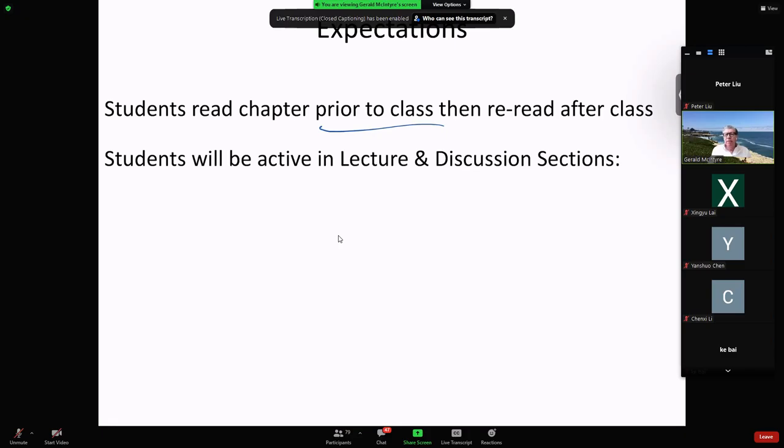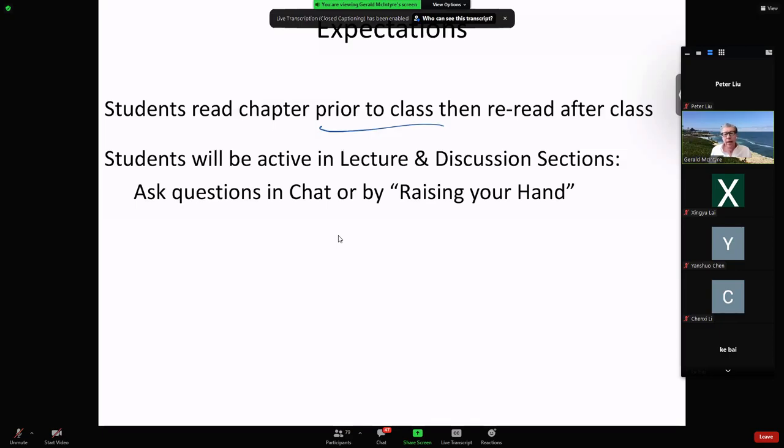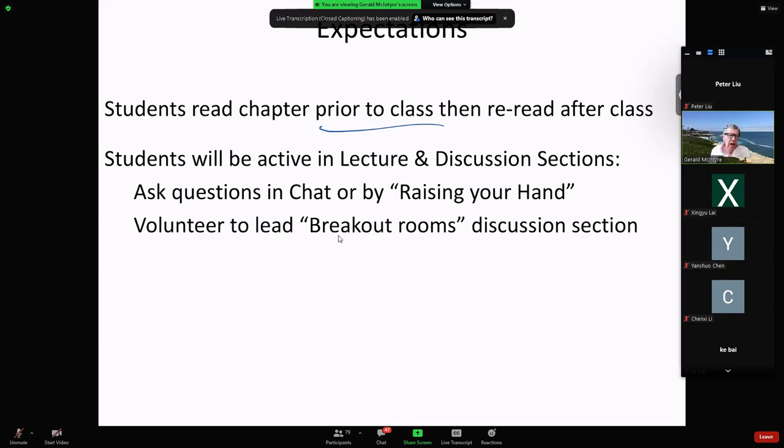Next, students will be active in lecture and discussion sections. I see a number of responses in chat at the moment, and that's really good. Yangshu, I hope, is answering your questions about the administration of the course. But of course, as we move along, your questions and comments will be more substantive and content-driven regarding macroeconomics. You should also be active in discussion sections. What we mean by active, at least here in lecture, is asking questions in chat or raising your hand. Don't forget there's a raise hand function in Zoom.